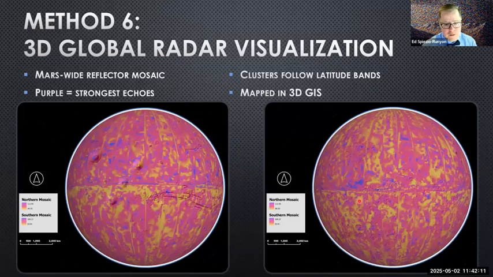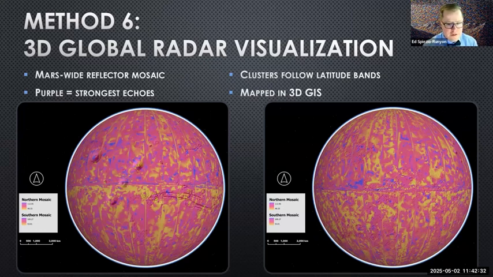I built a full 3D visualization of the radar reflectors overlaid on Mars's topography. Here on the left, we can see Mars's western hemisphere with Olympus Mons up here, and this is Valles Marineris, which is the huge deep chasm that's visible from space. And the eastern hemisphere is on the right.